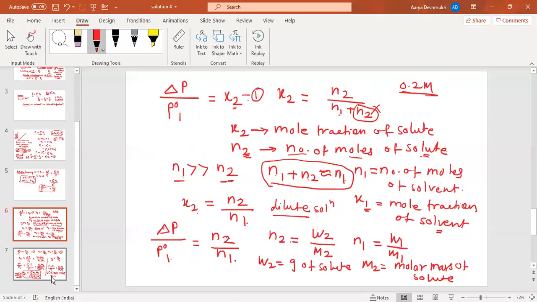N2 will be equal to W2 upon M2. W2 is nothing but the grams of solute, and M2 is the molar mass of solute. So by knowing such things, you will be able to find out the molar mass by substituting the values into the calculation, or for solving different problems based on this. Okay, so this is about the lowering in vapor pressure. Thank you.